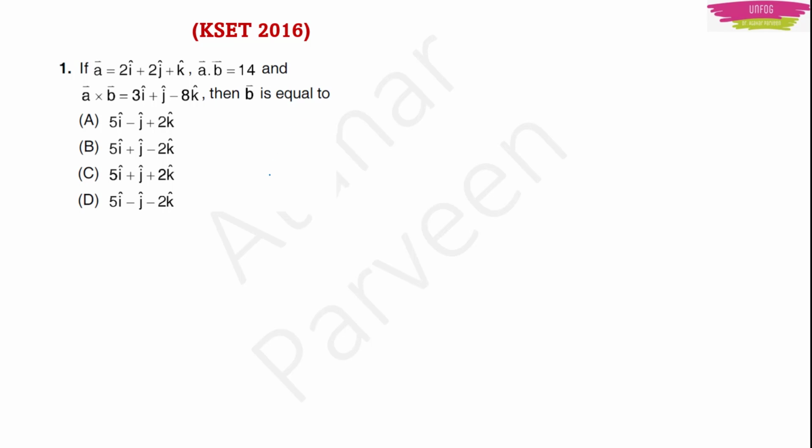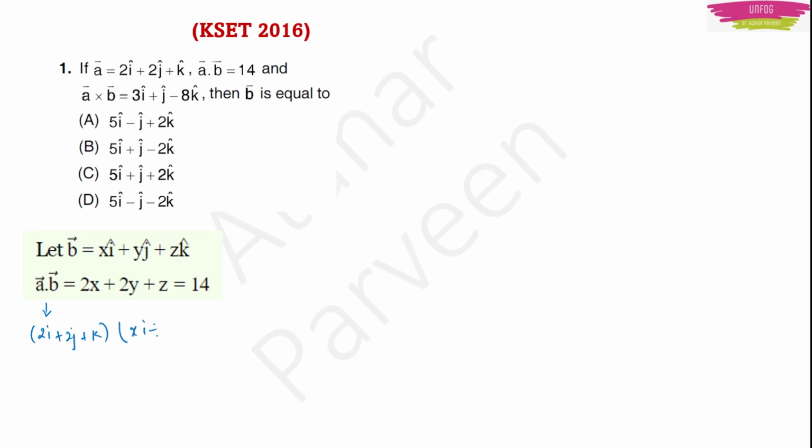See here what you do. First, let B be xi plus yj plus zk, because we don't know what B is, right? You will write it in the form of x, y, z. And A dot B is 14, which means 2i plus 2j plus k into xi plus yj plus zk. This will be equal to 14. This is what they have given in the question.